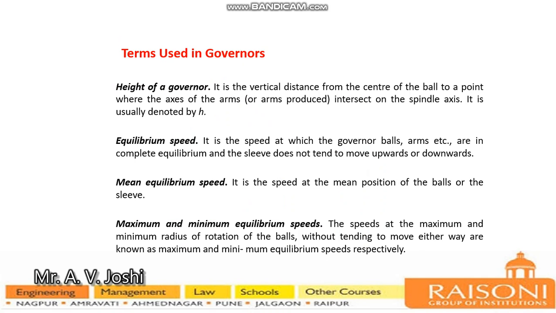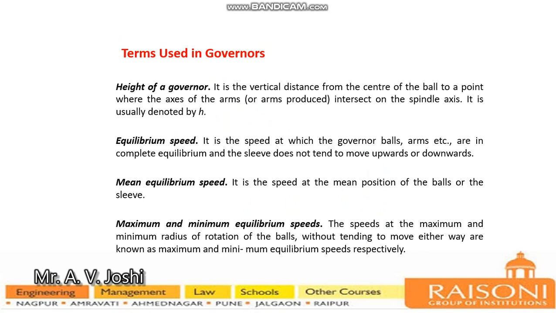Now the important terms used in governors. The first term is height of a governor. It is the vertical distance from the center of the ball to the point where the axes of the arms, or the arms produced, intersect on the spindle axis. It is usually denoted by small h. Next, equilibrium speed. It is the speed at which the governor balls, arms, etc. are in complete equilibrium and the sleeve does not tend to move upwards or downwards.